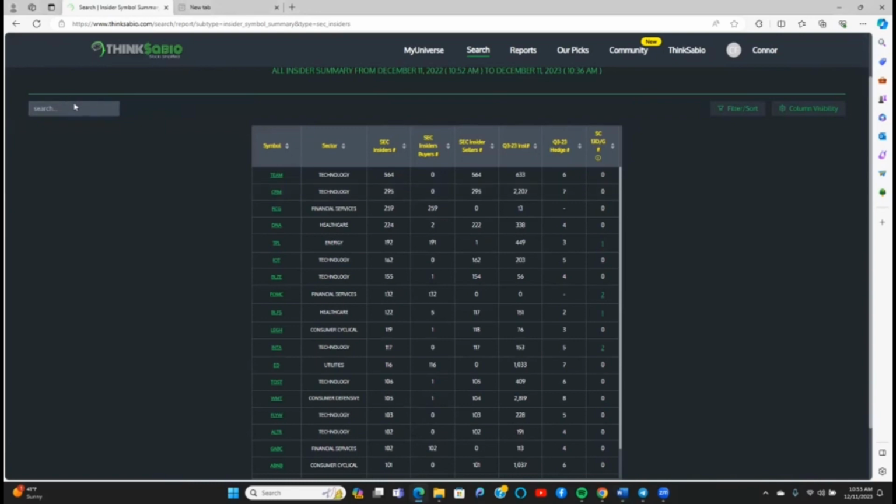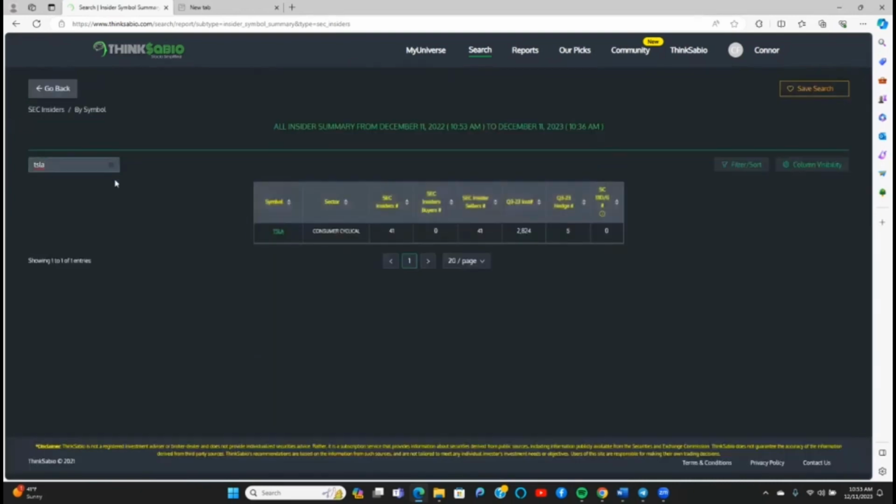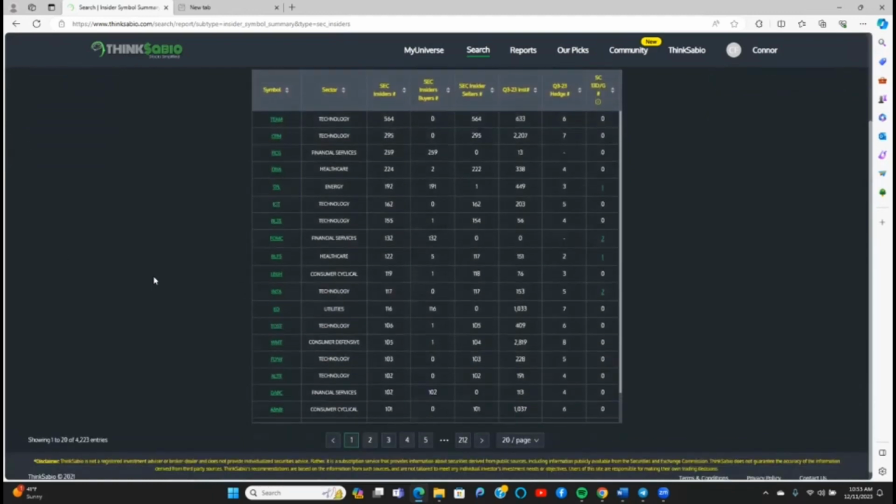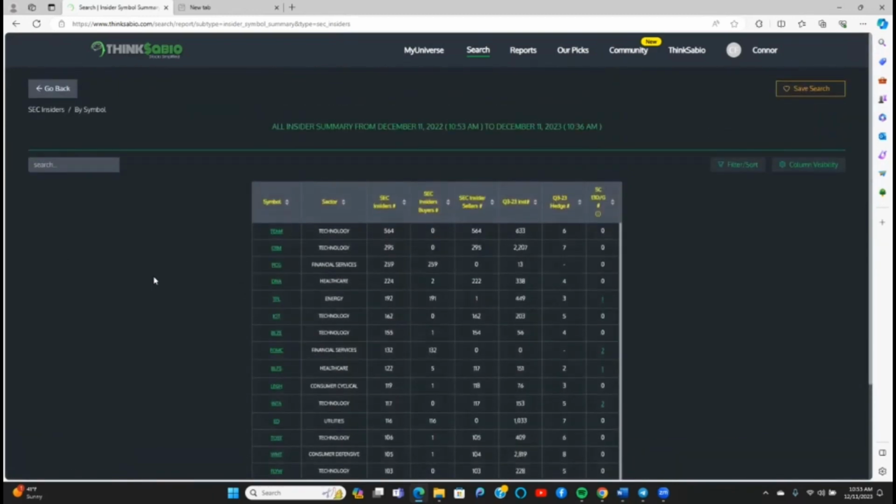If you want, you can search a specific symbol for a stock to see the insider transaction. So like if you look up Tesla, you see they have 41 SEC insiders, none of them bought, all of them sold. And then you have the latest institutional investment and hedge fund investment. So this one's good for like overall top-down data. And it's also helpful if you have a specific stock symbol that you're looking for. So maybe you don't want to necessarily search through the entire thing. You can just type the symbol in here and you'll find it.